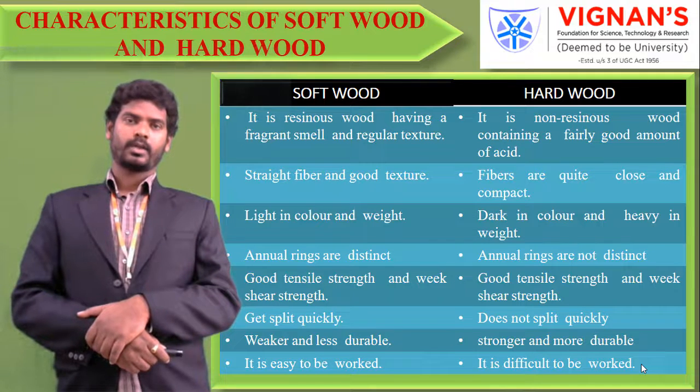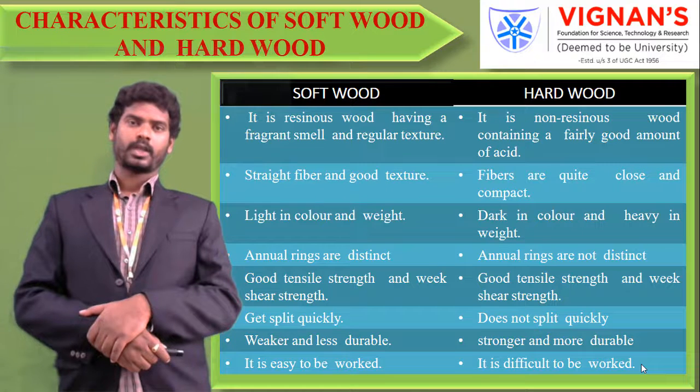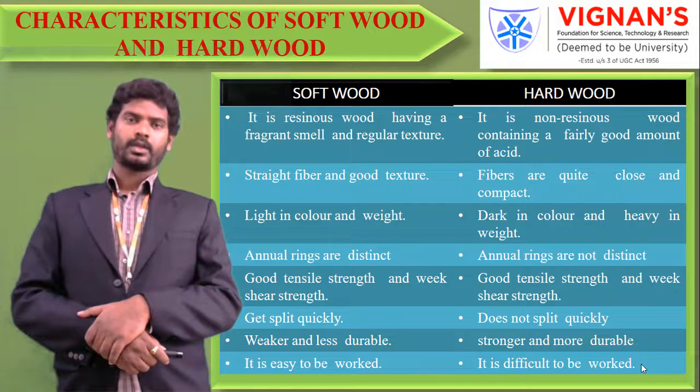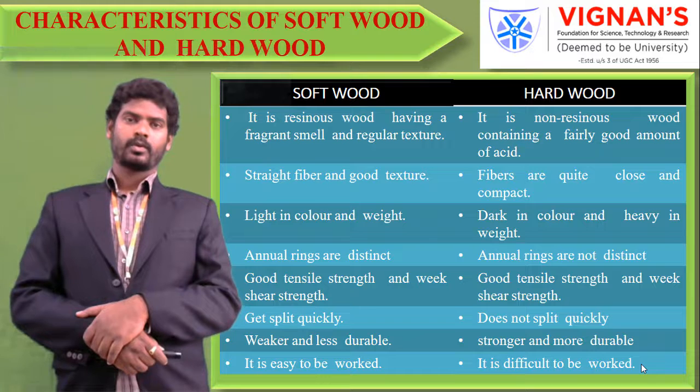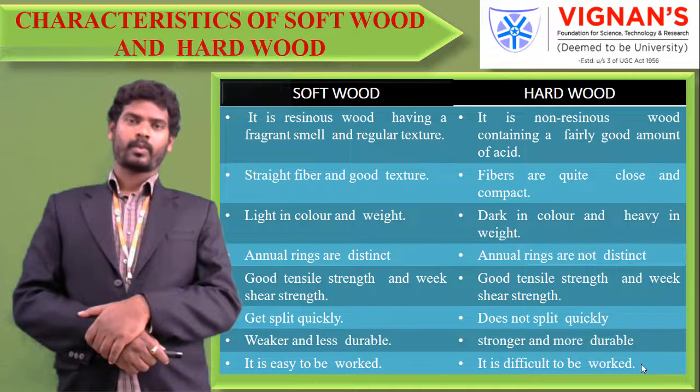Annual rings. In hardwood, they are close and compact. In softwood, they are well spaced and distinct. Coming to the tensile and shear resistance, hardwood has good tensile and shear resistance. Softwood has good tensile and shear resistance but is weak across the fibers. Fire catching: hardwood does not catch fire soon, softwood catches fire very soon. Coming to the growth point of view, hardwood grows slowly, softwood grows fast.